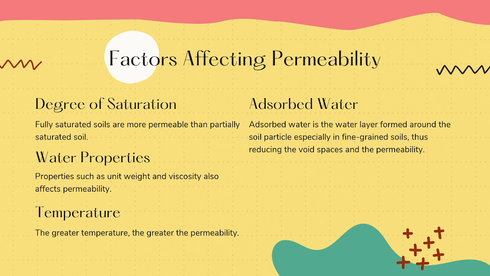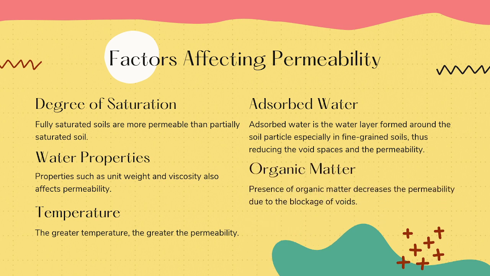Next is the adsorbed water. This is the water layer formed around the soil particle, especially in fine-grained soils. So if there is water formed around the fine-grained soils, the void spaces are reduced, and so is the permeability. And lastly is the organic matter. The presence of organic matter decreases the permeability due to the blockage of voids.